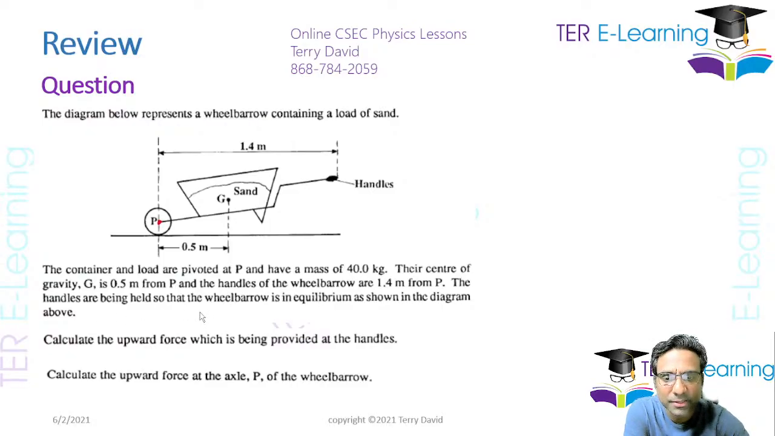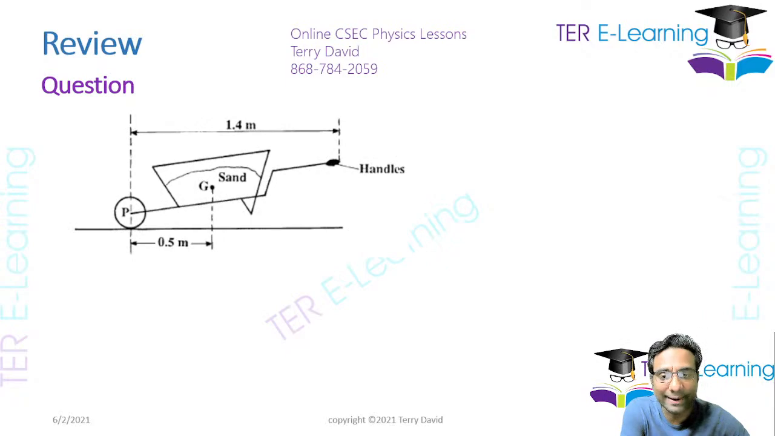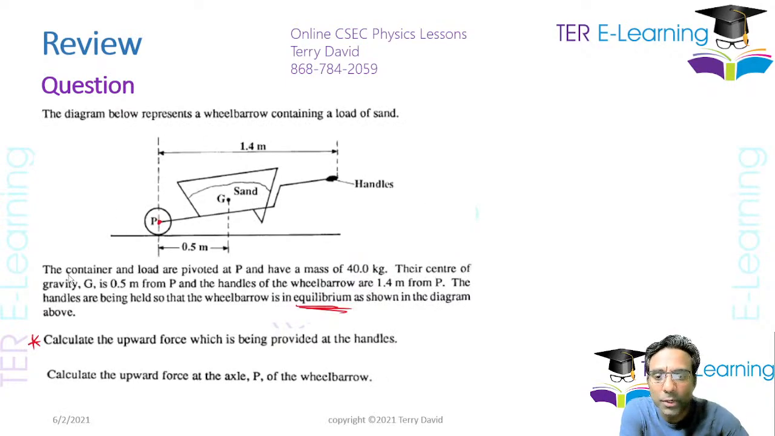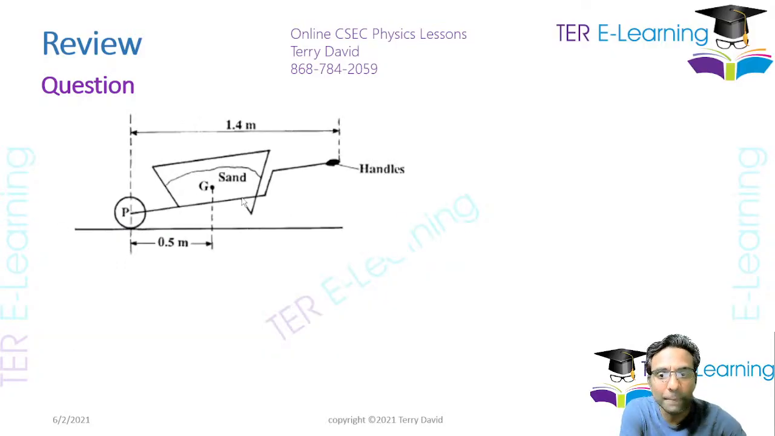The handles are being held so that the wheelbarrow is in equilibrium, meaning somebody's holding the wheelbarrow and it's not moving at all. First part, they want us to calculate the upward force provided by the handles. So let's go to this diagram. The container and the load, this is important, are pivoted at P, but have a mass of 40 kilograms. So on the diagram, the mass is equal to 40 kilograms.